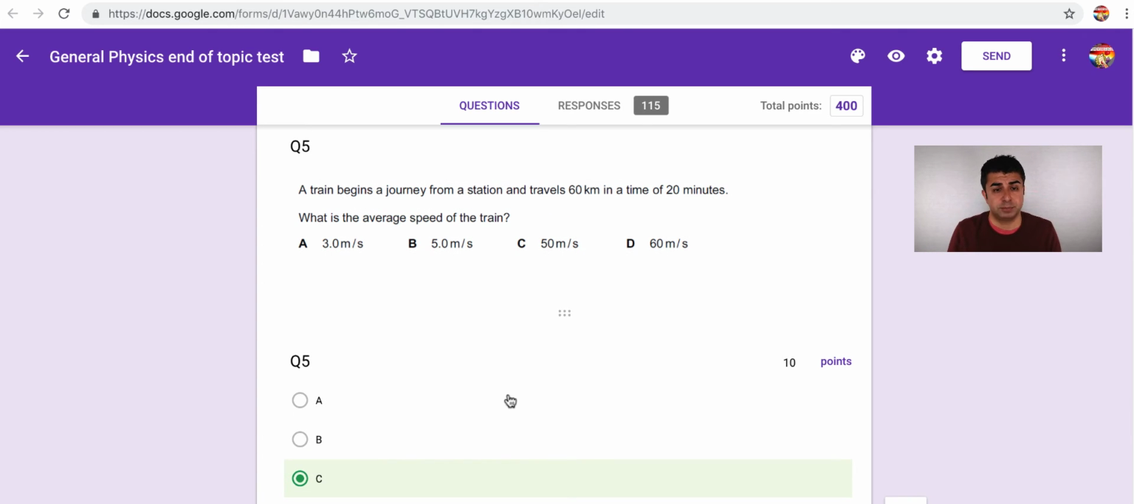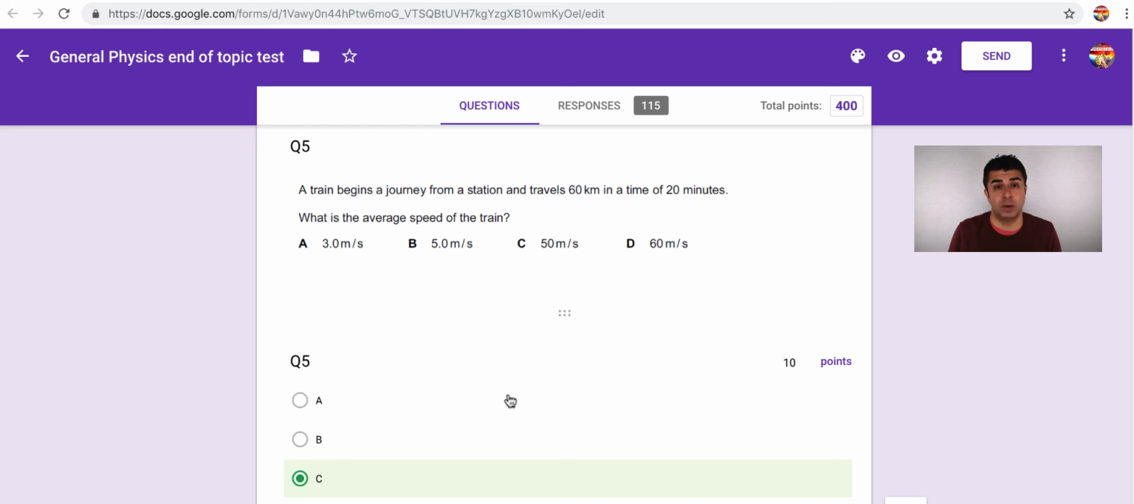Question number 5. A train begins a journey from a station and travels 60 kilometers in a time of 20 minutes. What is the average speed of the train? Now, average speed is total distance divided by total time. However, here the distance is given in kilometers and the time is given in minutes. But all of the answers are in meters per second. So we have to change the distance into meters.